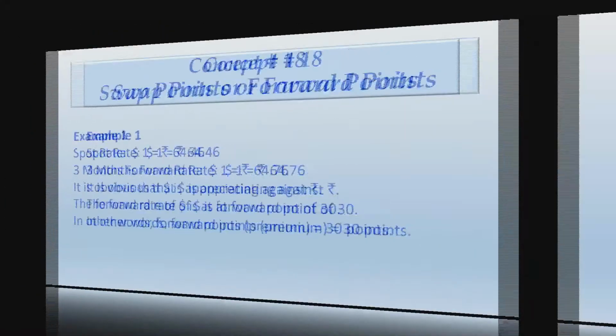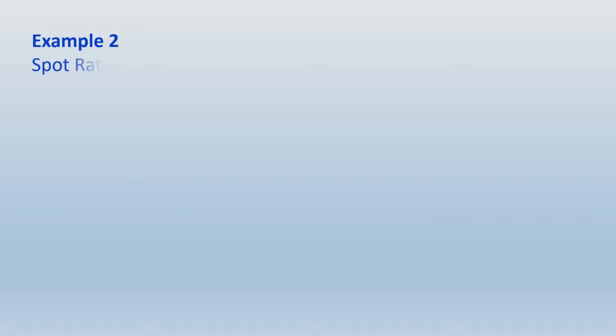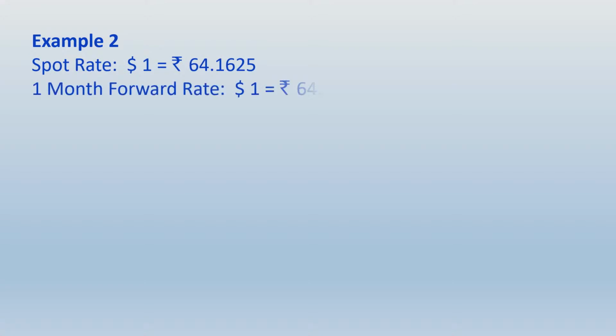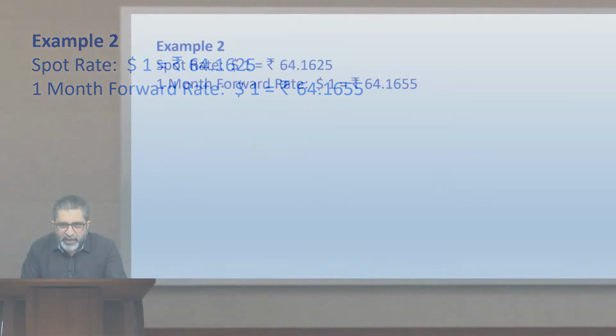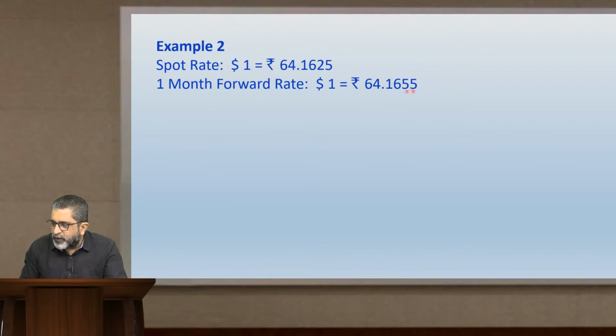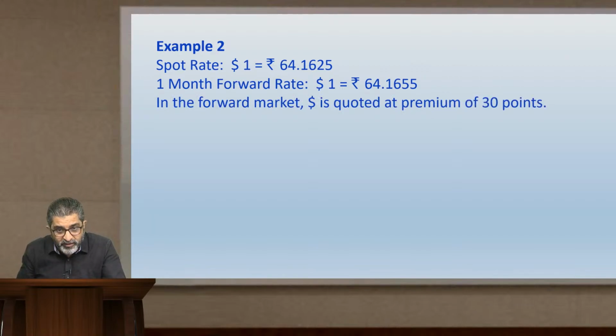All right, let us move ahead and take another example. Spot rate is given as $1 equals to rupees 64.1625. 1 month forward rate is $1 equals to rupees 64.1655. Again, if you compare, here it is 1625, here it is 1655. What is the difference? The difference is still 30 points. So whether it is 2 places after decimal or 4 places after decimal, you just compare and find out the gap, and the gap over here is 30 points. Again, it is a premium of 30 points because dollar is appreciating against Indian rupee.